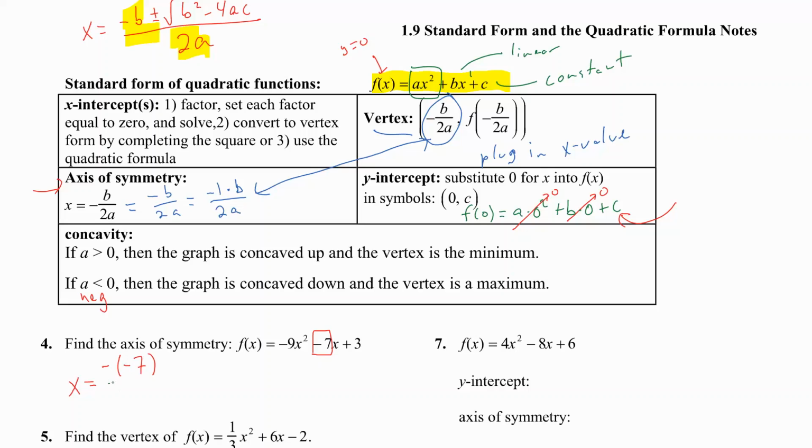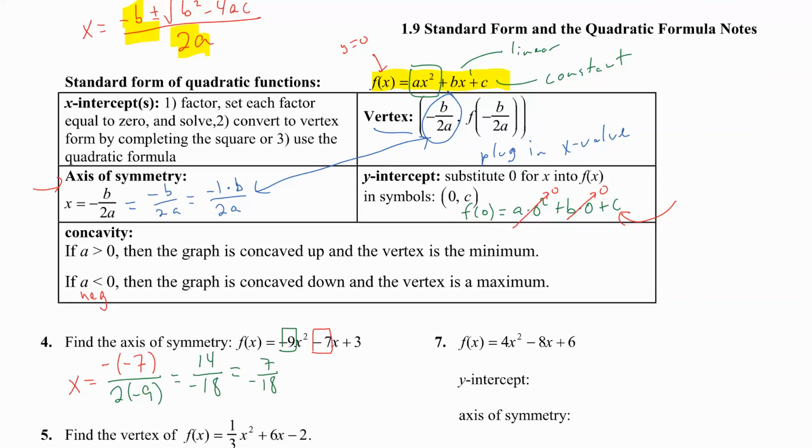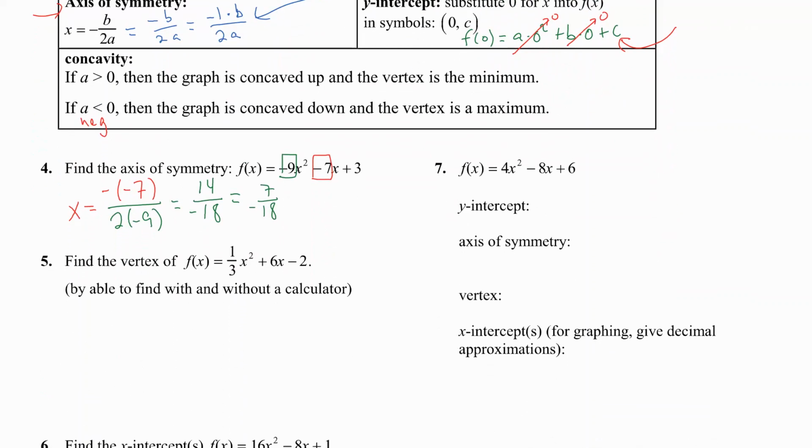Okay, and then we're going to divide that by 2 times a, and the a value is negative 9. And then all we have to do is simplify. So negative times a negative is a positive on top, and a positive times a negative is a negative. And of course we can simplify that, dividing by 2, and we get 7 over negative 18. All right, let's practice finding the vertex.